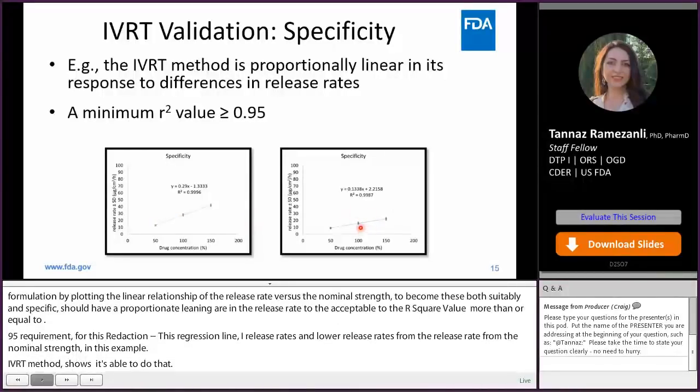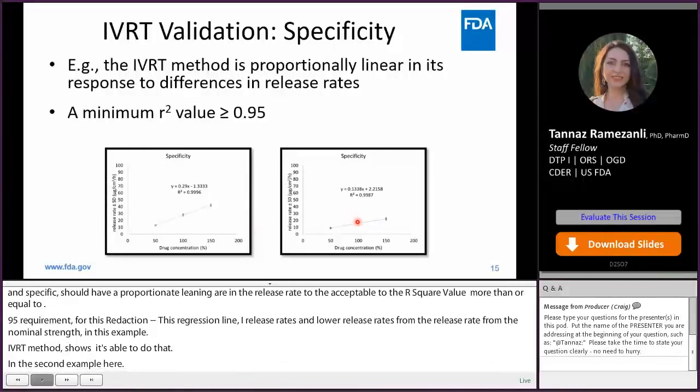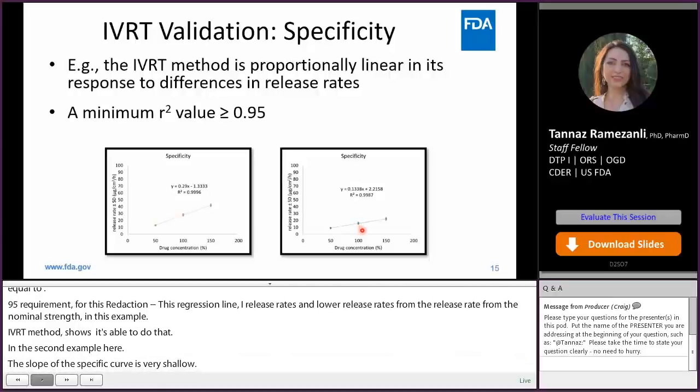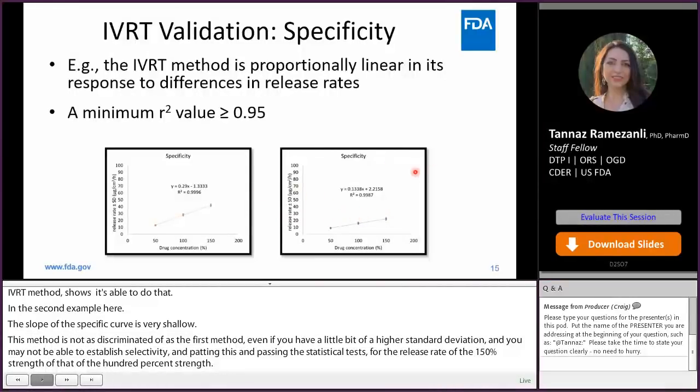And even if we have a little bit higher standard deviation, we might not be able to establish selectivity by passing the statistical test to show the inequivalence of the release rate of the 150% strength with that of 100% strength. And even though it shows sensitivity and perfect linearity for the specificity curve, this method is not as discriminative as the first method. So that is another thing to take into consideration.